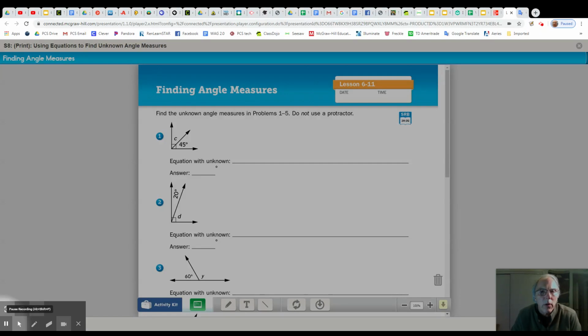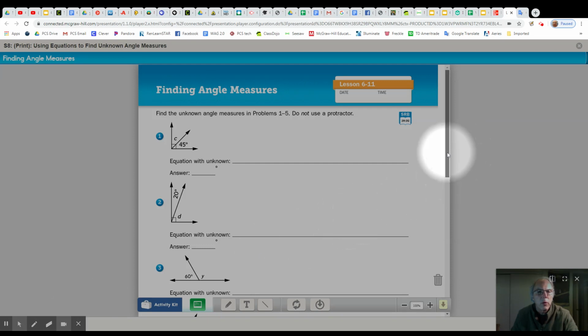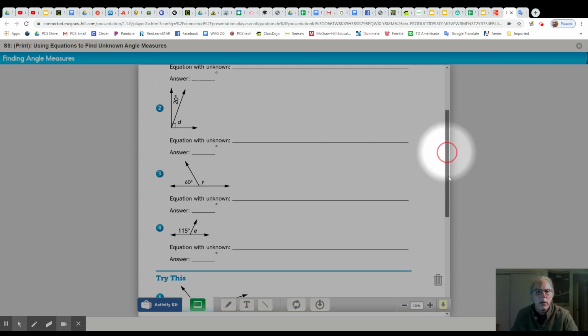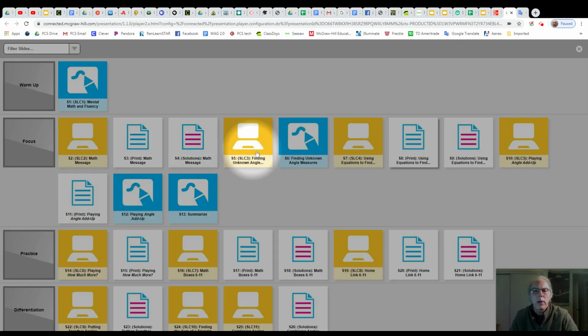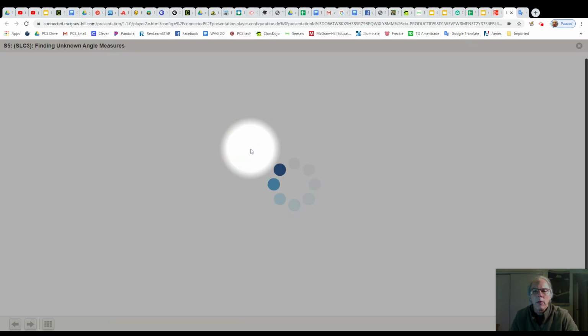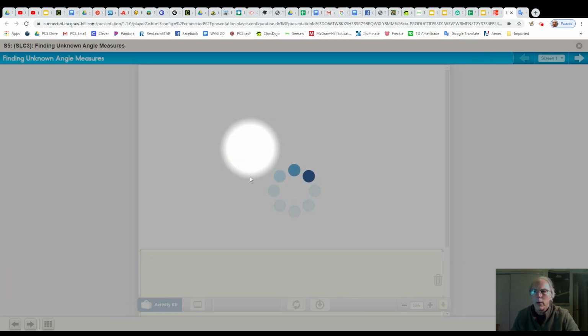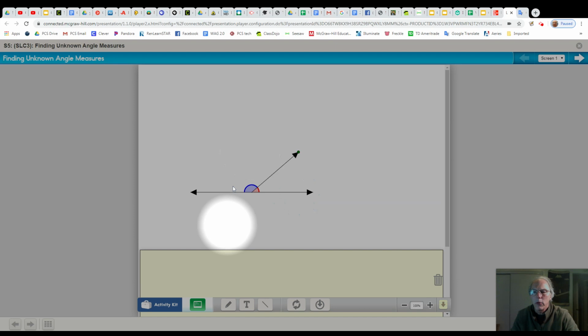Okay, everyone, we're jumping over to lesson 6-11. So we skipped a couple, but we're focusing today on finding the measures of angles. We're going to be working on page 218 eventually, or you will, but we're going to go ahead and do a couple samples here first. So let's go back over here and look at some practice items so you can learn how to find these unknown measures.